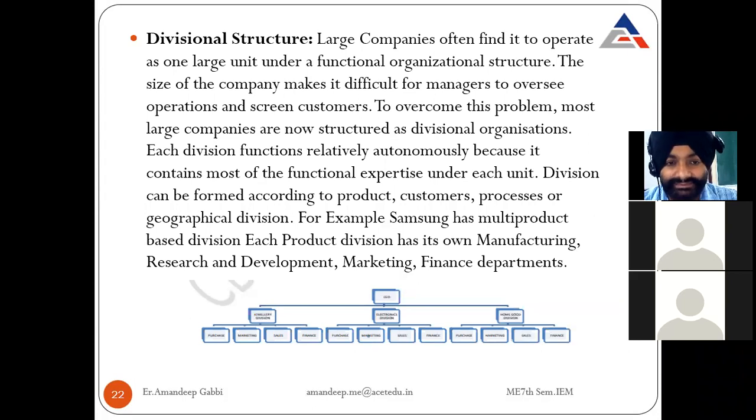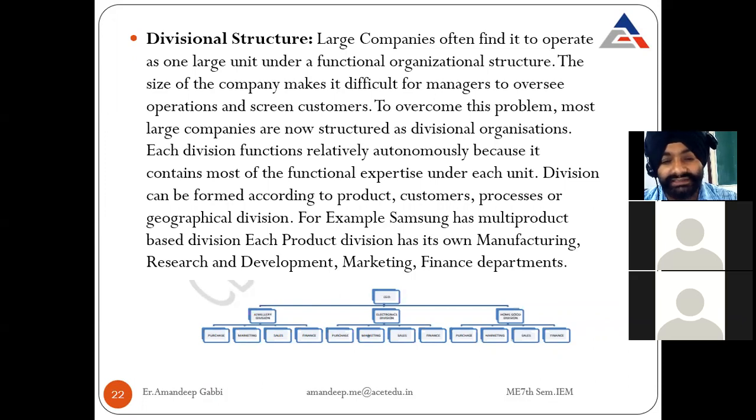The divisional structure. Large companies often find it difficult to operate as one large unit under a functional organization structure. The size of the company makes it difficult to oversee operations. To overcome this problem, most large companies are now structured as divisional. Each division functions relatively autonomously because it contains most of the functional expertise. Divisions can be formed according to product, customer, process, or geography.